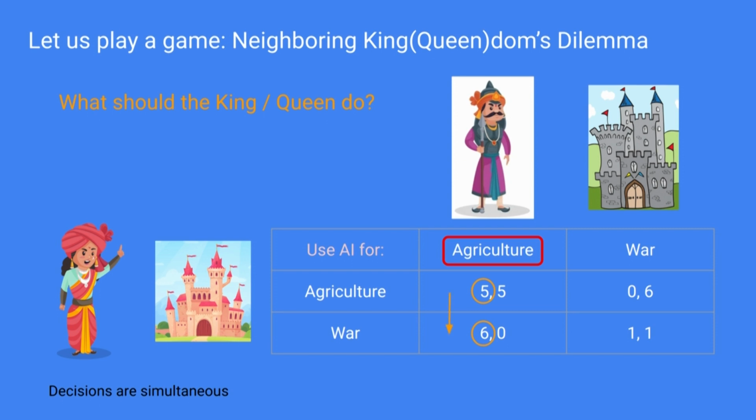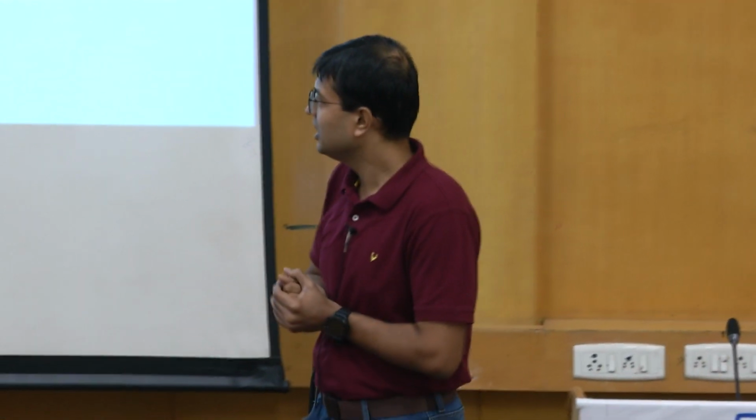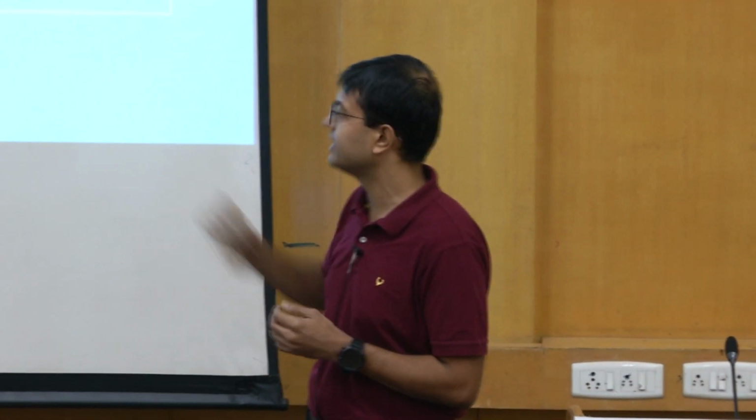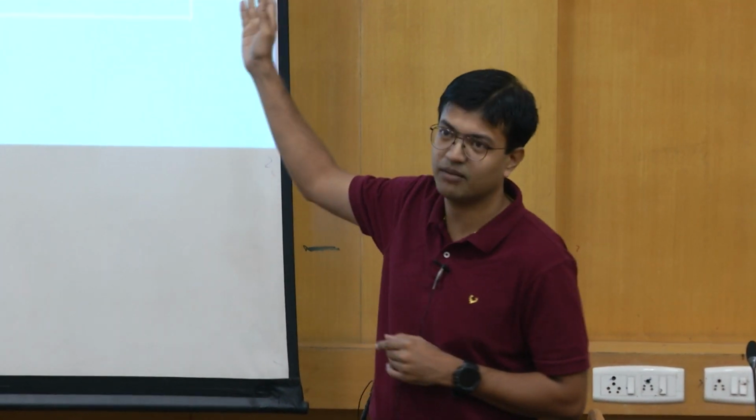And here we are assuming, yeah. Is this table known by both? Yes, the table is known. This is publicly known. The numbers are publicly known. What the other side is doing is not known. They are trying to take this decision simultaneously. Yeah, so here we are assuming that everybody is self-interested. They only care about their kingdom or queendom, and do not care anything about the other one.